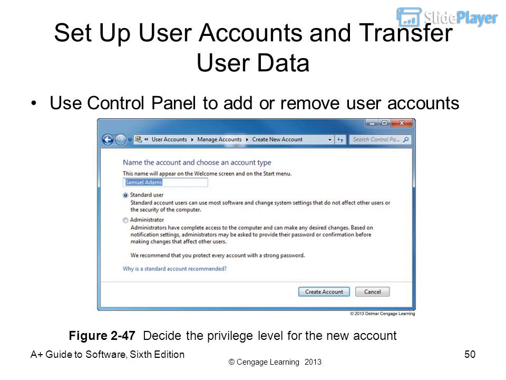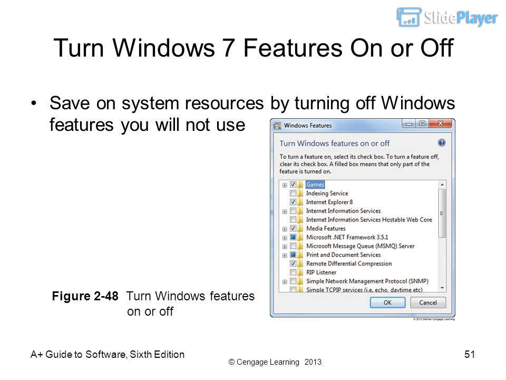Set up user accounts and transfer user data. Use Control Panel to add or remove user accounts. Decide the privilege level for the new account. Turn Windows 7 features on or off. Save on system resources by turning off Windows features you will not use.